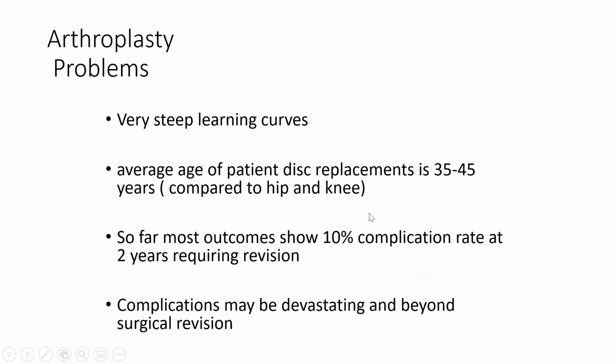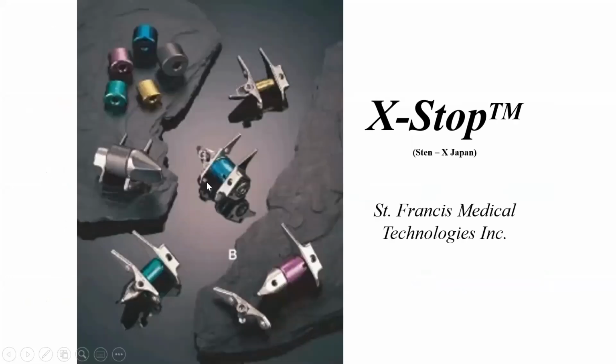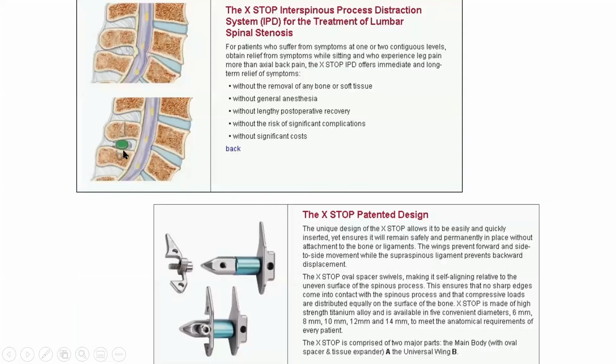So the motion preserving devices are your disc replacements from the front. There's also posterior motion preserving devices. Look, this has largely become historical now, but just to know about them, there's your pedicle fixation devices and the interspinous devices. Interspinous devices, X-STOP we spoke about earlier on, these devices go between the spinous processes. You distract them and you're supposed to unbuckle the ligamentum flavum and open up the spinal canal.